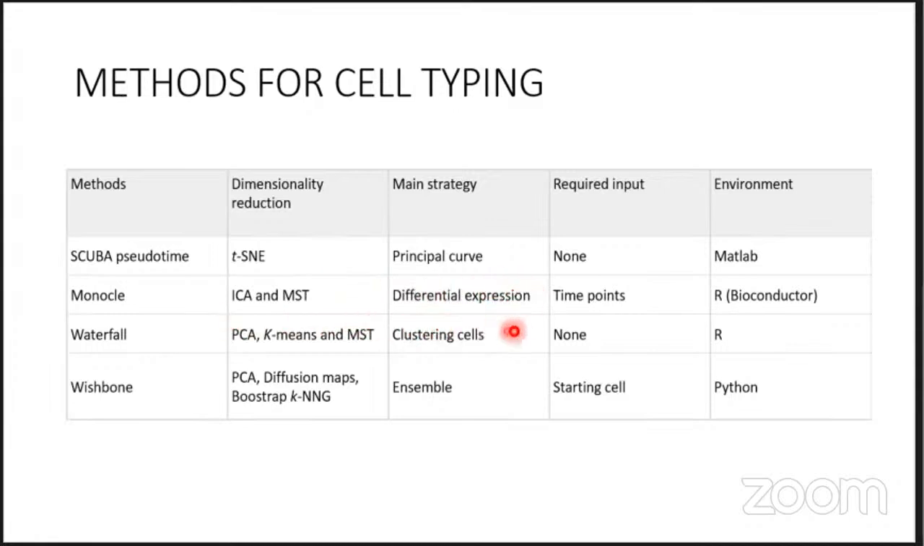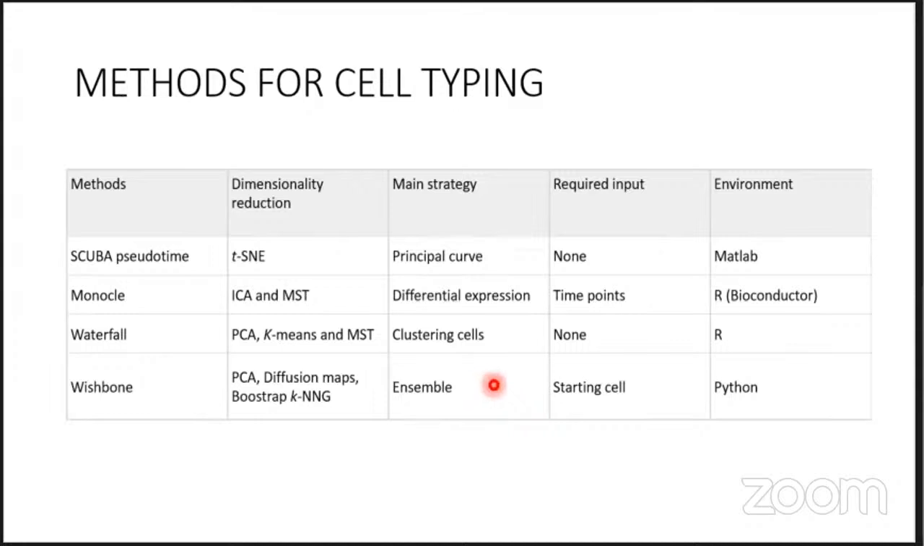In ICA and MST, it's differential expression. In PCA and K-means, as I mentioned, the PCA will cluster the cells into different groups and give us the cells in different dimensions. The PCA, diffusion map and K-means are the assembly methods. So these are the methods, and we will have different kinds of equations.